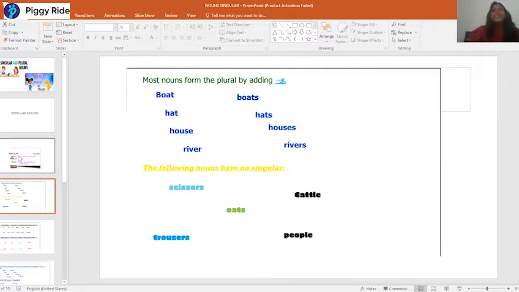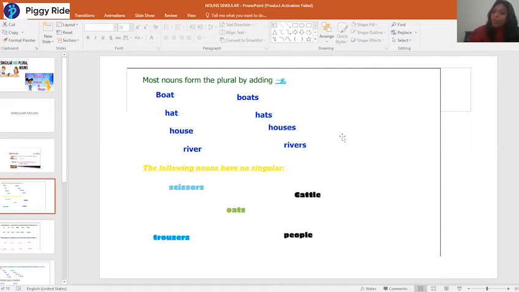Now, let me explain you. Most nouns form the plural by adding s. So most of the nouns are being converted to plural just by adding s. Now let me give you some prominent examples. Bird, birds. Hat, hats. House, houses. River, rivers. But my dear kids, as we all know, English has also got some exception cases.